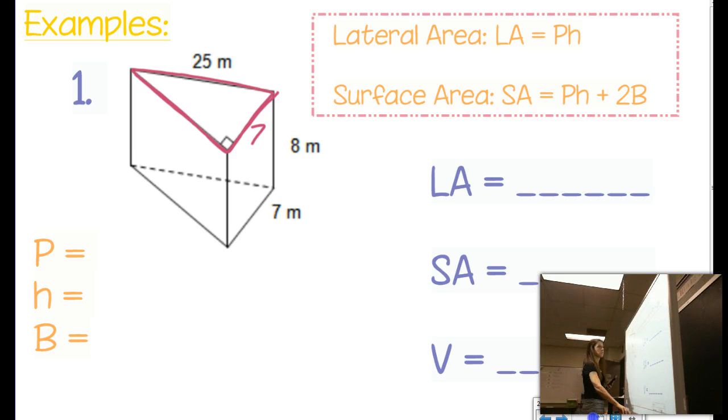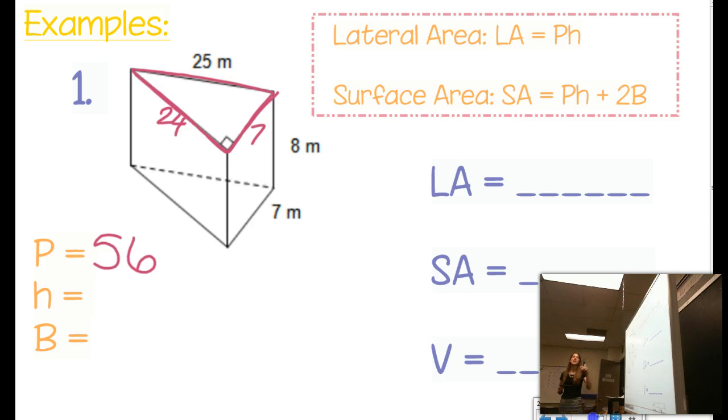Oh, yeah. 24? Yeah, you had to find that. It wasn't going to magically appear on your page. Melanie, what's the perimeter of the base? What is P? 56. Very good. So we got one variable down. 56 is the perimeter of the base. You add them up.